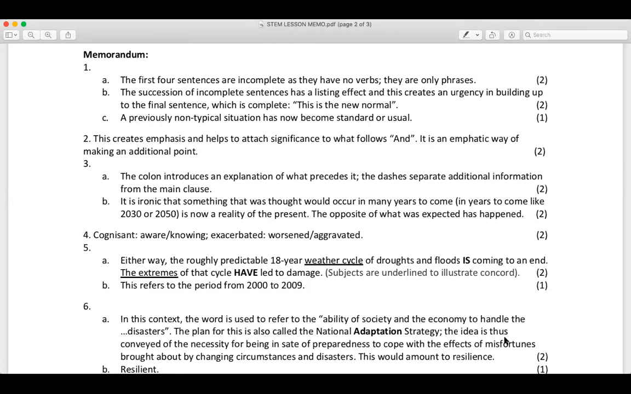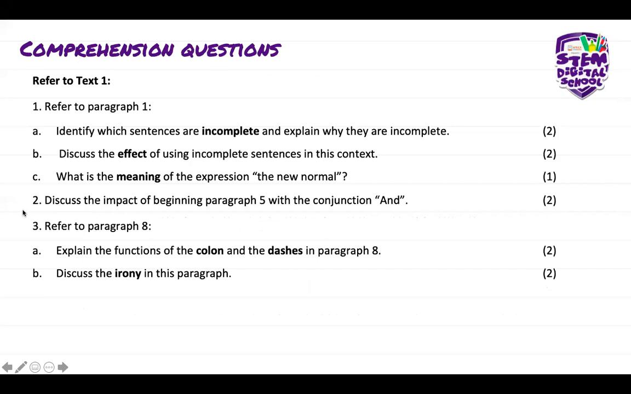And then let's go. Number 2, discuss the impact of beginning paragraph 5 with the conjunction and, right? Remember in primary school, you guys were told, no, you can't start a sentence with a conjunction and all of that, right? And that's because teachers were teaching you what we call safe writing. So because as we speak, we always like starting with but and because, and while that was good then, many authors use conjunctions at the start of sentences. There's nothing wrong with that.